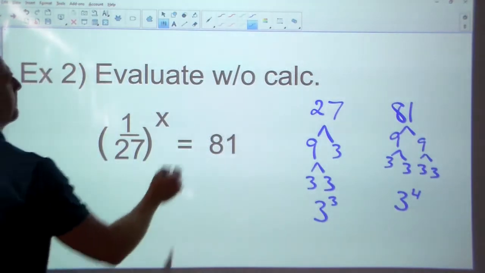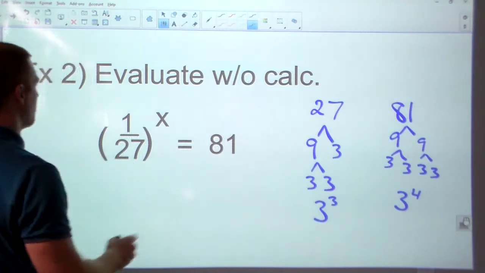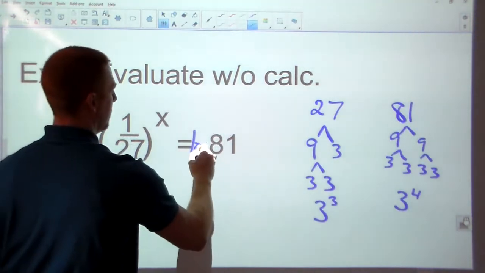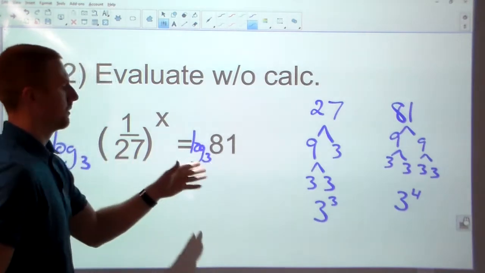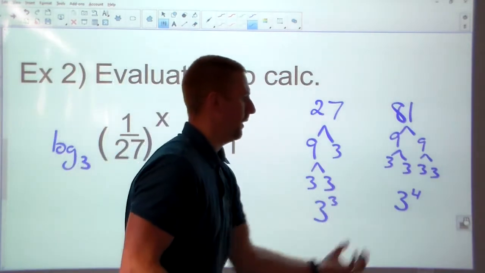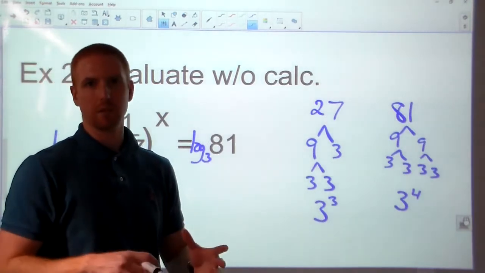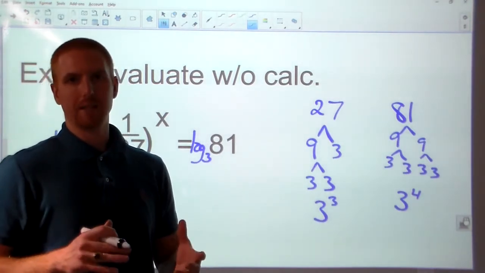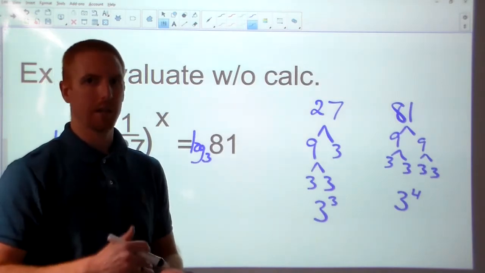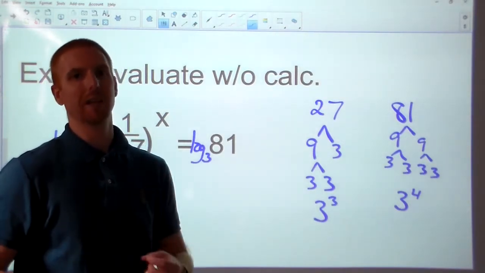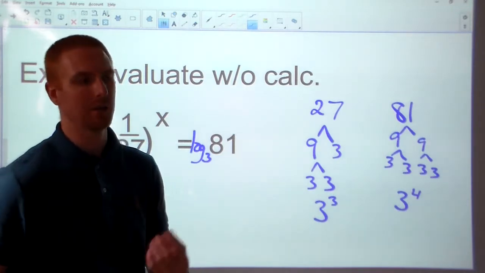So knowing that, and I can do whatever I want as long as I do it to both sides, I'm going to take log base 3 of both sides, because both of these numbers are, or can be, written in base 3. If you're unfamiliar with what that means to write a number in a base system, we live in base 10. You have the ones place, the tens place, the hundreds. So 10 to the 0 is 1. 10 to the first is 10. 10 squared is 100. 10 cubed is 1,000.